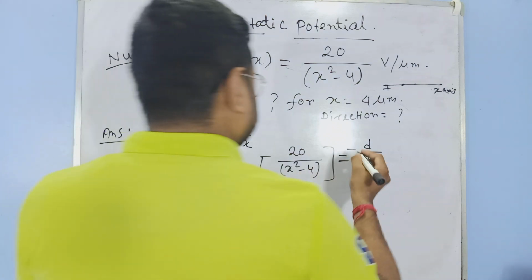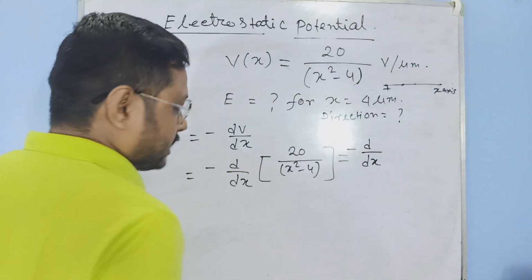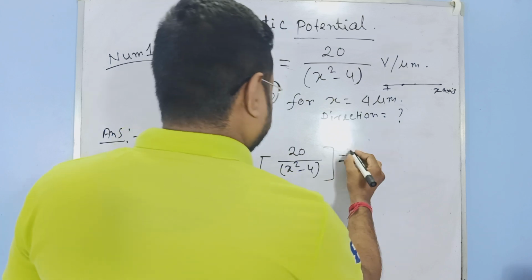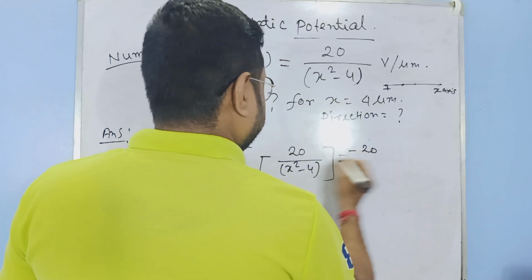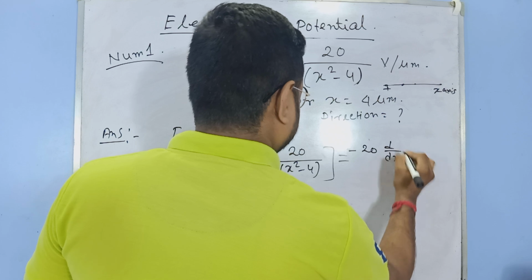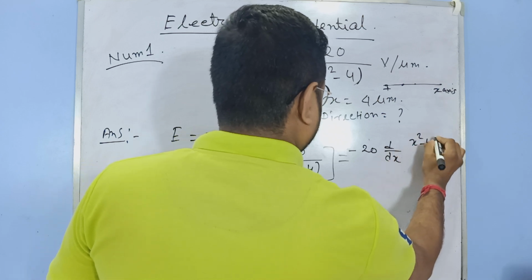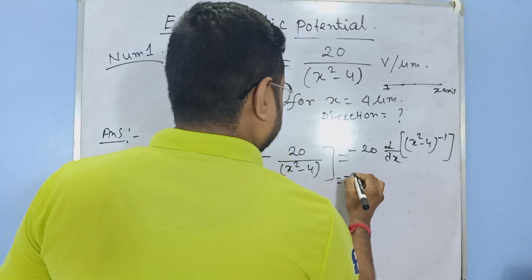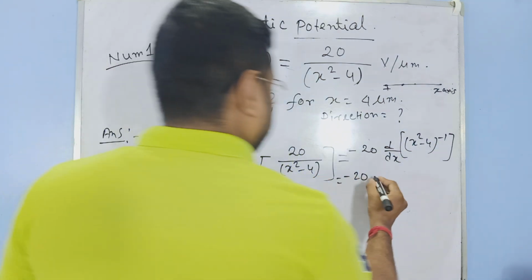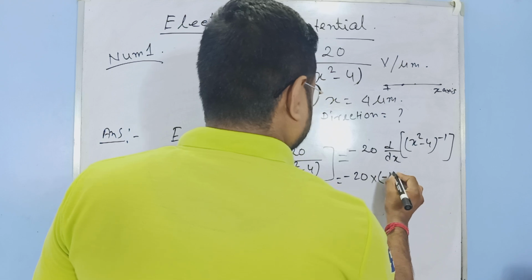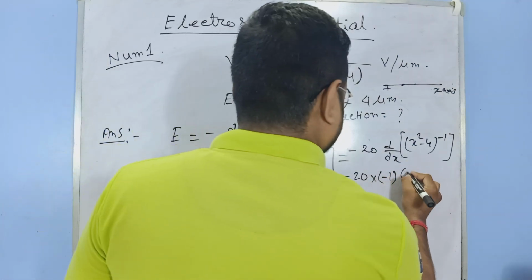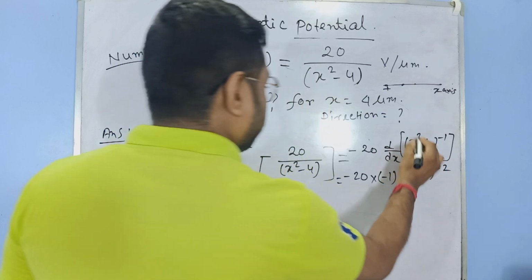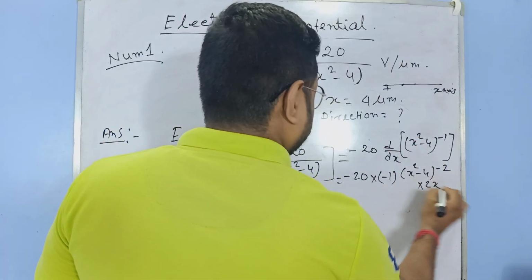d/dx of 20 is constant, so it is outside the derivative. Okay, so we can get minus 20 d/dx of (x square minus 4) to the power minus 1. Okay, so we can get minus 20 into minus 1 into (x square minus 4) to the power minus 2, and derivative of x square is again 2x.